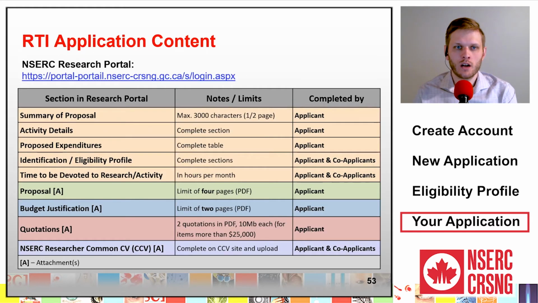The full content of an RTI application will be submitted to the NSERC Research Portal and consists partly of web forms and text box entry and partly of free-form PDF attachments. Sections containing forms which need to be completed via the Research Portal include identification, a summary of the proposal, proposed expenditures, activity details, and eligibility information, some of which you will have already completed by now, and the time devoted to research or activity section. You will also need to include several attachments and upload an NSERC Researcher CCV for the applicant and each co-applicant.